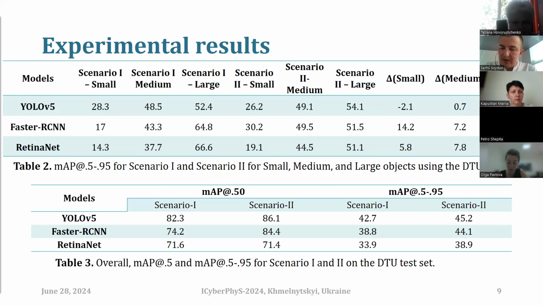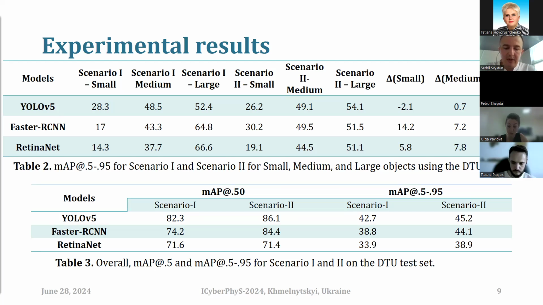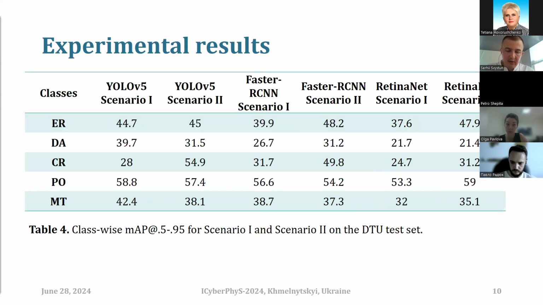The results indicate that the scenario 2 models demonstrate improved performance in detecting small and medium objects, confirming the effectiveness of our approach. Overall, the mAP.5 and mAP.5:.95 metrics show that the scenario 2 approach improved detection performance across all models, particularly for YOLOv5, Faster R-CNN, and RetinaNet.